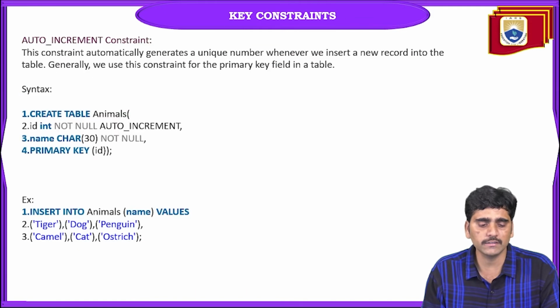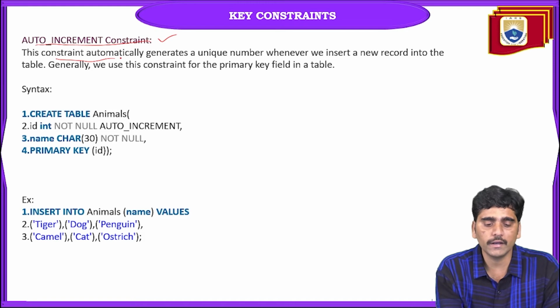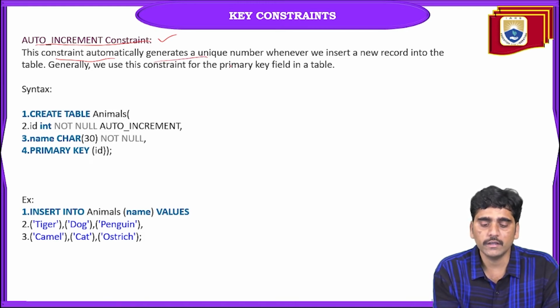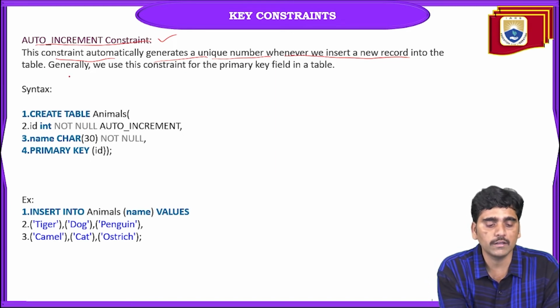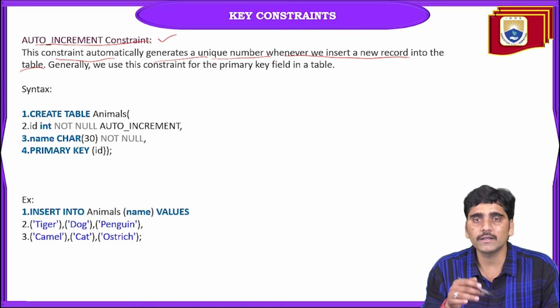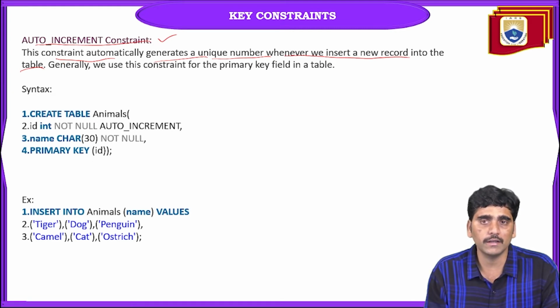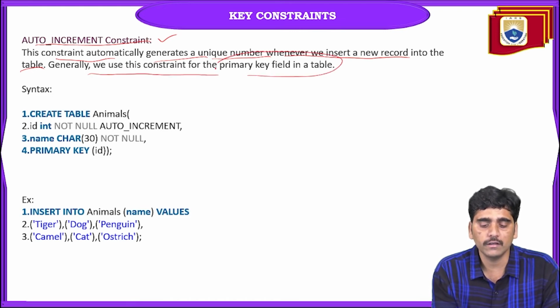The next constraint is what? The auto increment constraint. This constraint automatically generates a unique number whenever we insert a new record into the table. Whenever we insert a new record, it automatically increments the numbers. Generally, we use this constraint for the primary key field in a table.